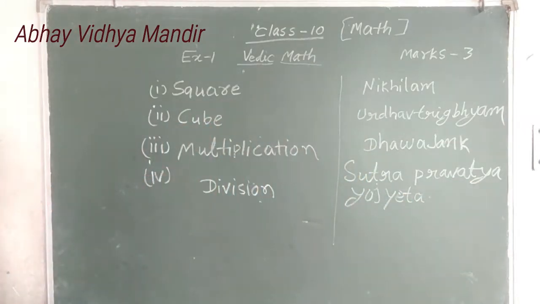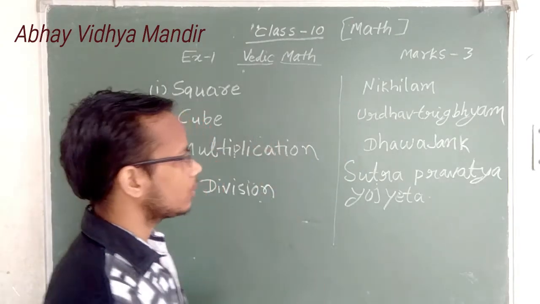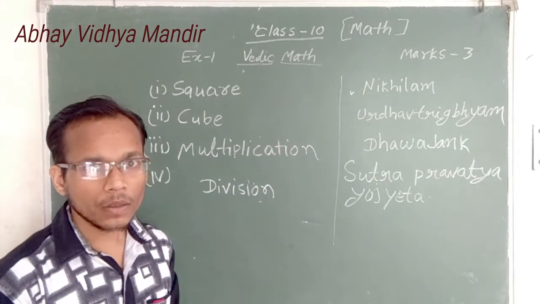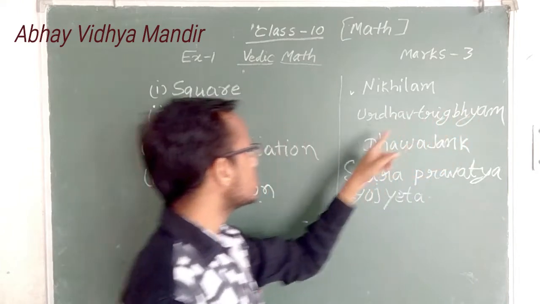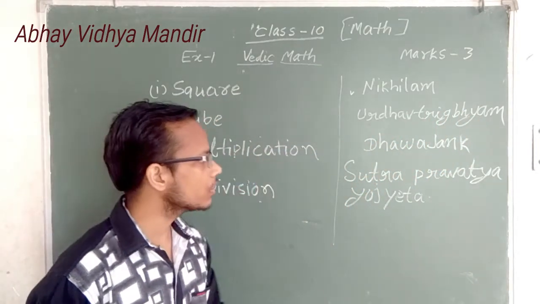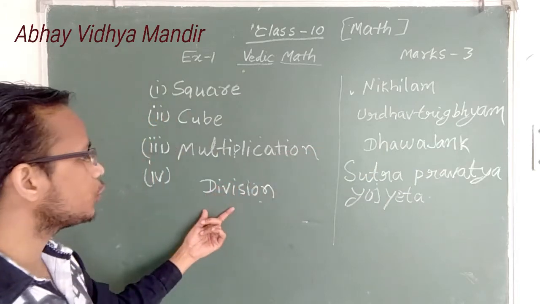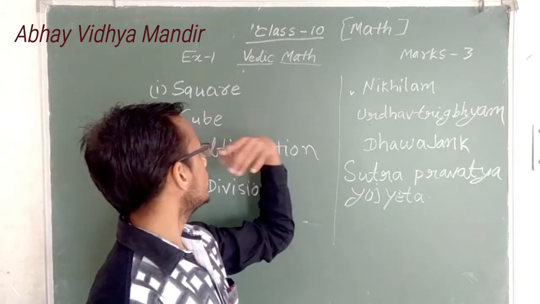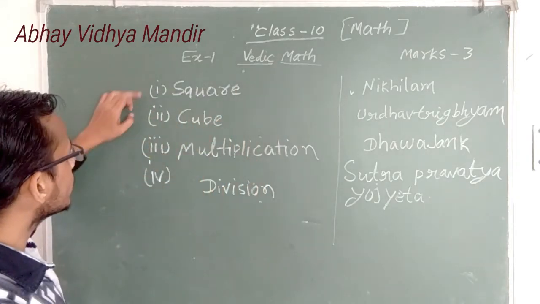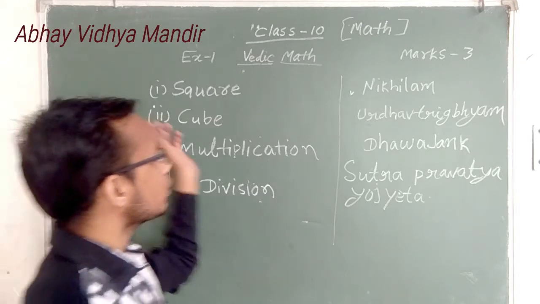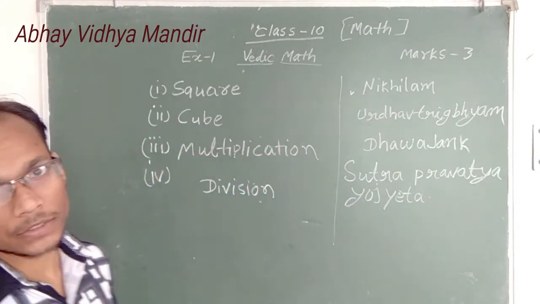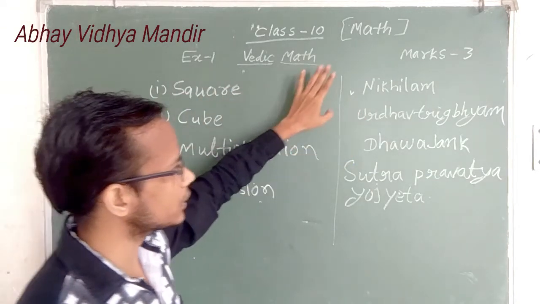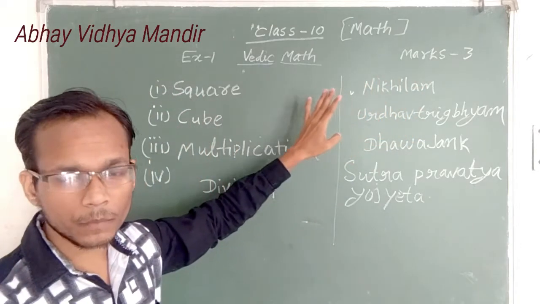So these are some formulas, methods by which we can solve that. Nikhilam: this process is used for multiplication and division. Urdhva Tiryagbhyam is used for only multiplication. Dvajank is used for division, and Sutra Paravartya is also used for multiplication and division. So how can we find the square and cube? Square and cube are solved by Nikhilam. So mostly in your book, these special methods are there which we use.